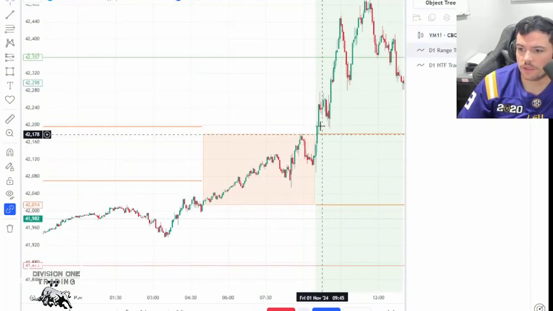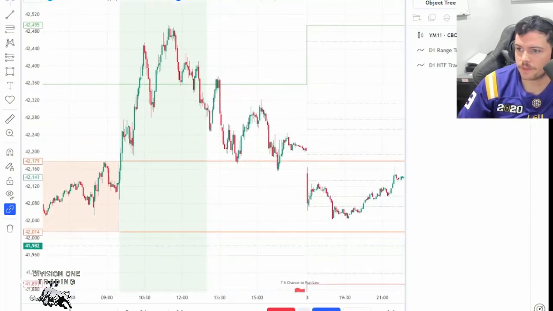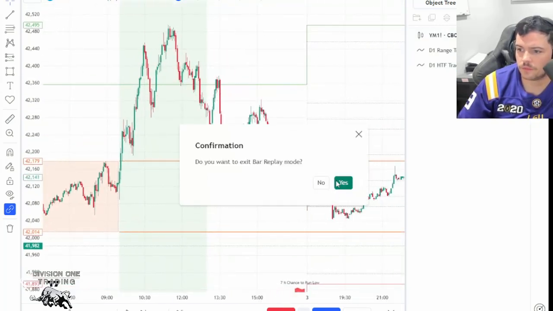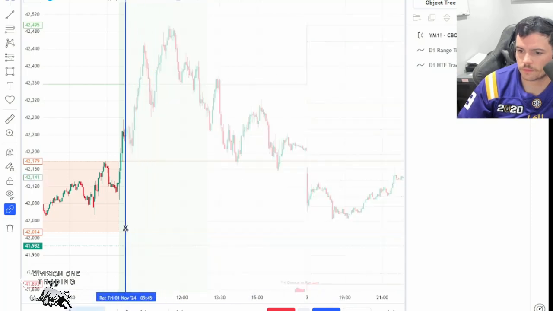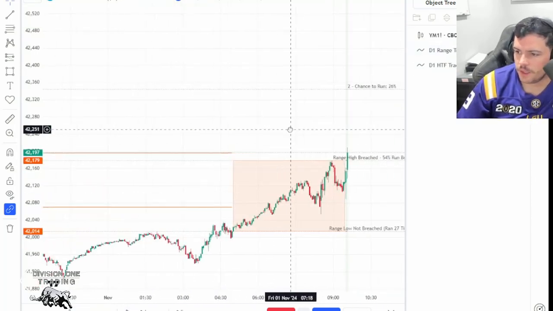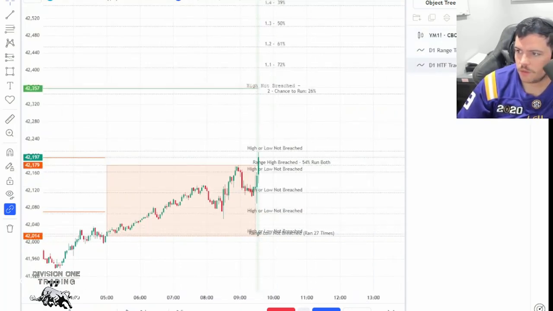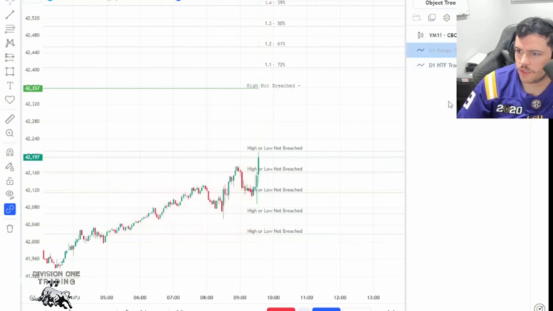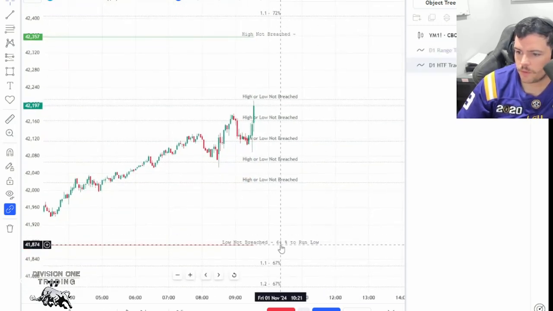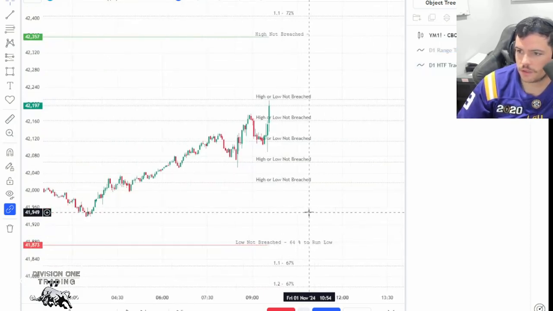So like right here, again, continuation. Let's see, go here. So right here, they break out of that range. It's a 54% chance to run to this low. Now, if we're turning the range off, it is a 64% chance. So what's that? A 36% chance to run the high.